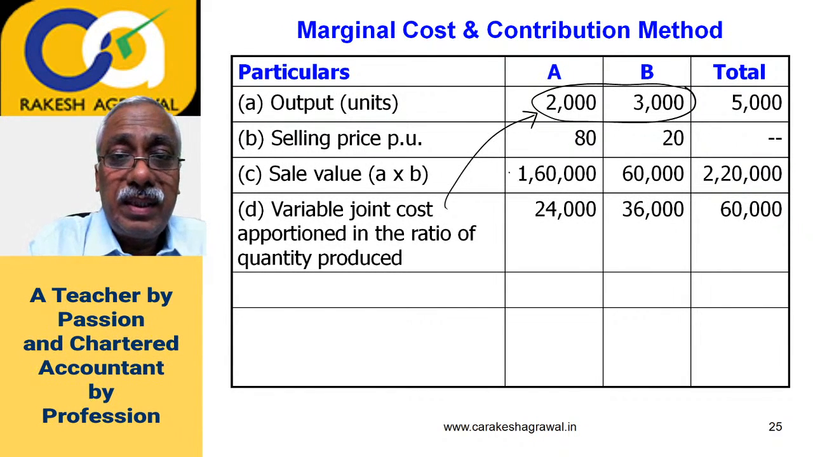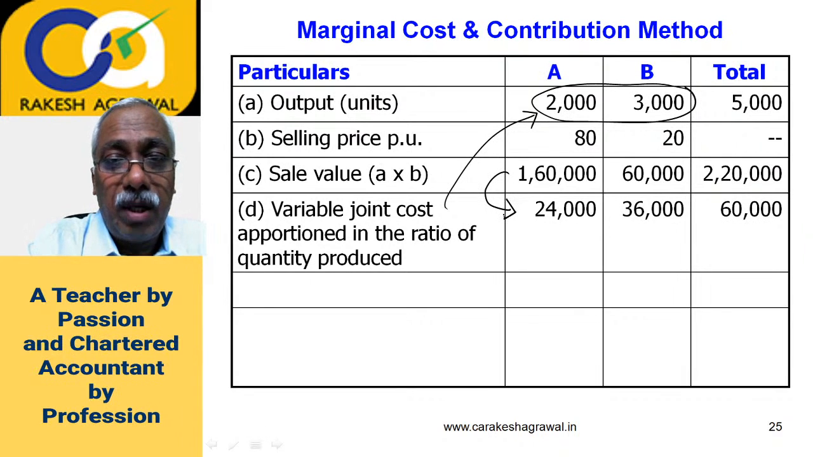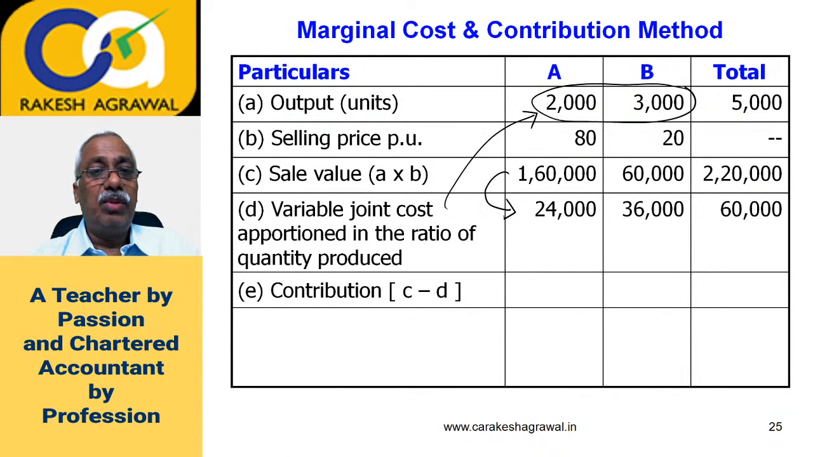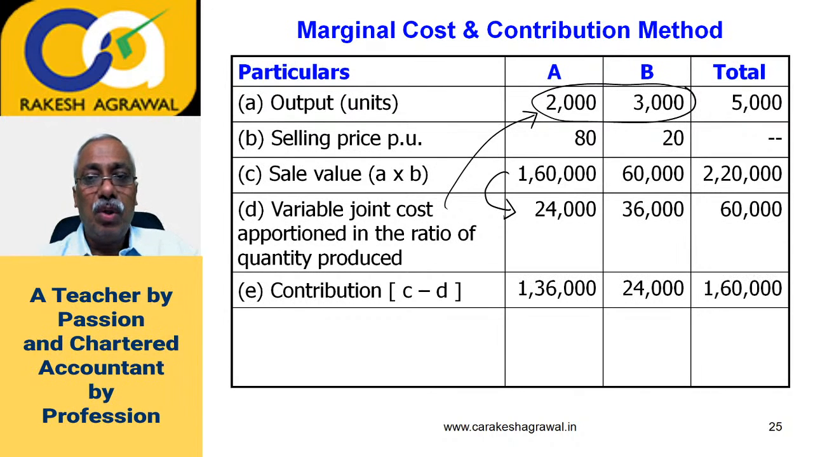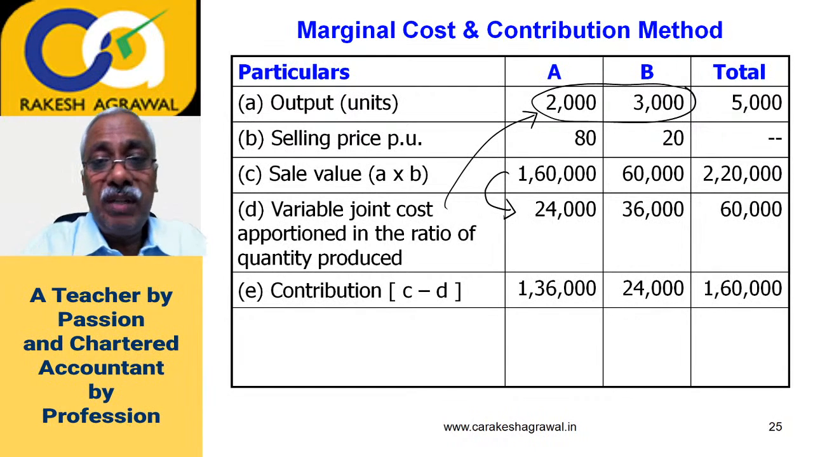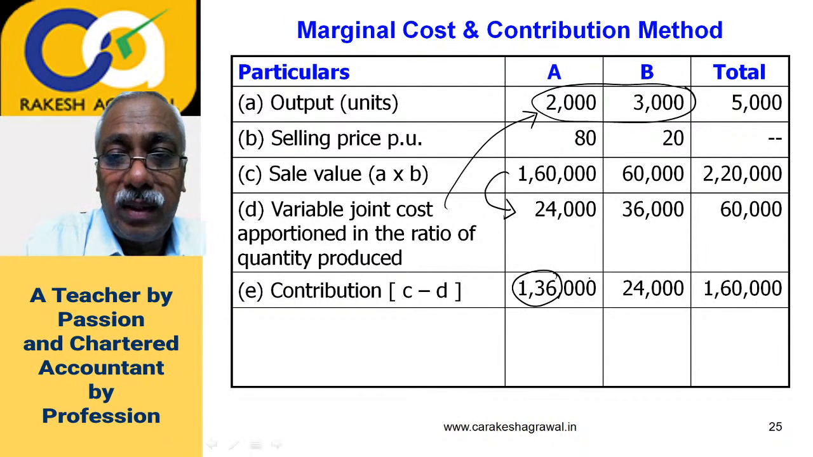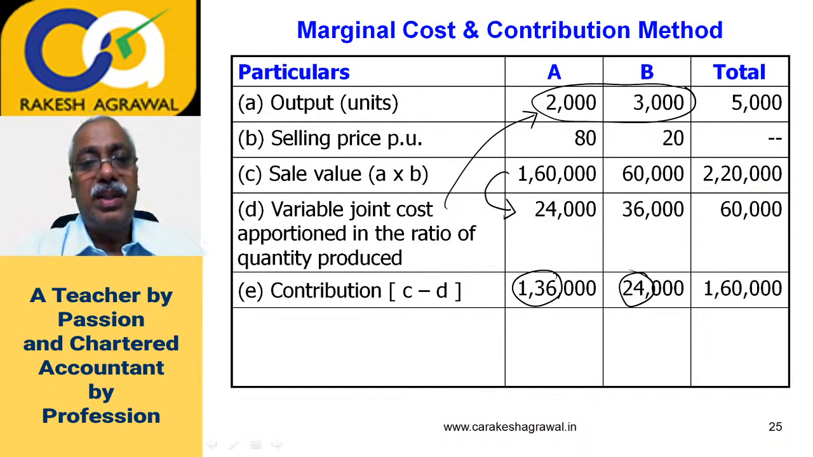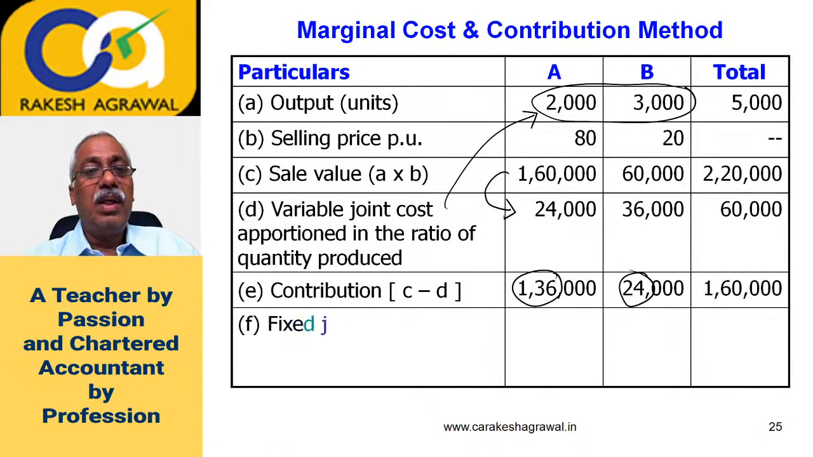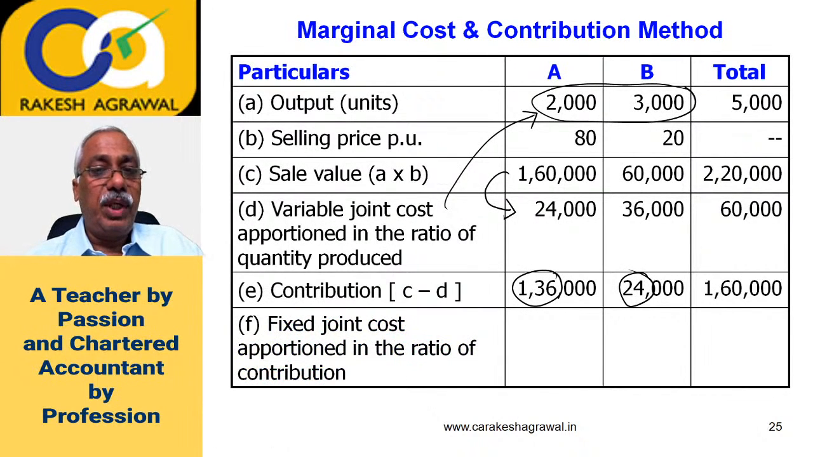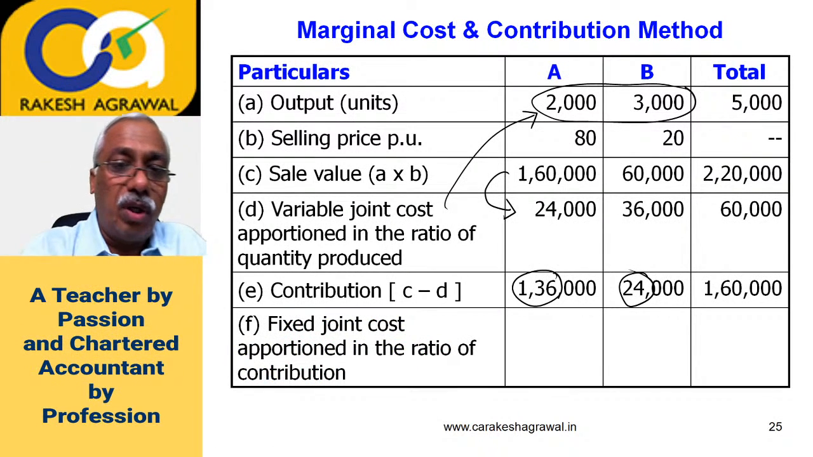Now from this sale value I will deduct this variable cost. So I will get contribution. So contribution is C minus D, that is sale value minus variable cost. So contribution is 1,36,000 and 24,000. Total contribution 1,60,000. Now I will apportion the fixed joint cost in the ratio of 136:24. In this ratio, that is in the ratio of contribution, we will apportion fixed joint cost. So fixed joint cost is apportioned in the ratio of contribution.